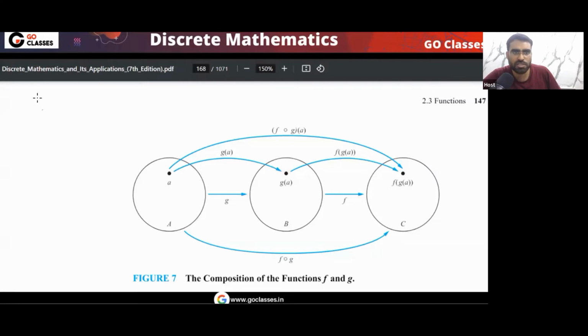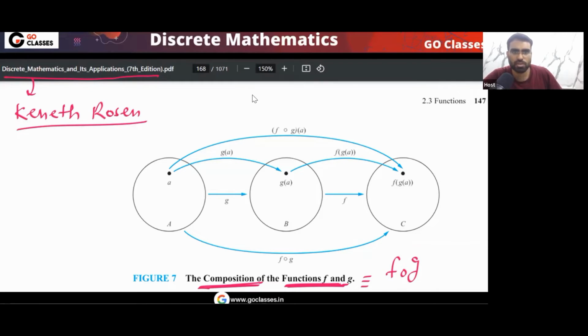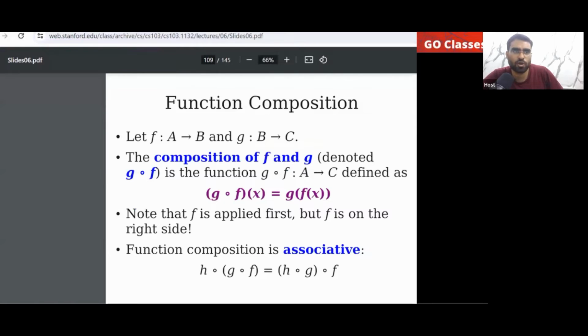For example, in the Kenneth Rosen book, when they say function composition of F and G, they want to say fog. Are you getting my point? But this is a Stanford article. You can see when they write composition of F and G, they are writing gof.